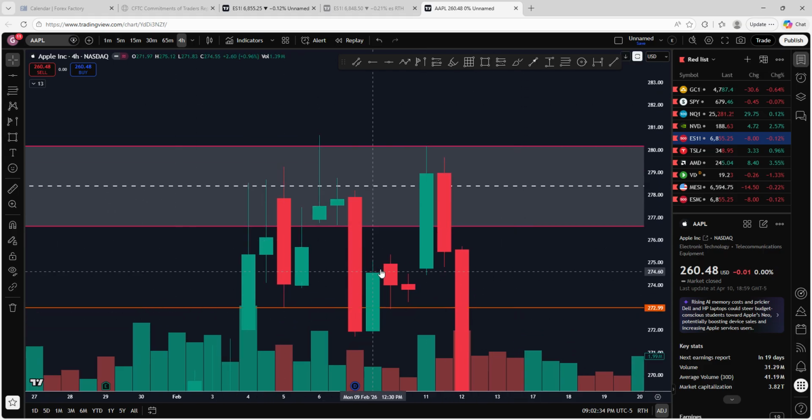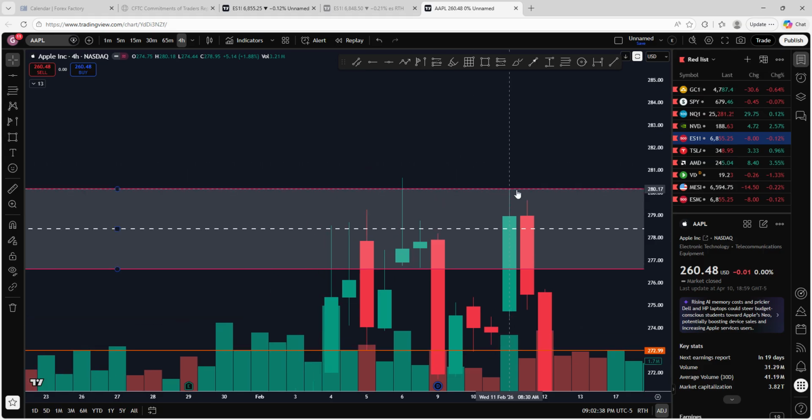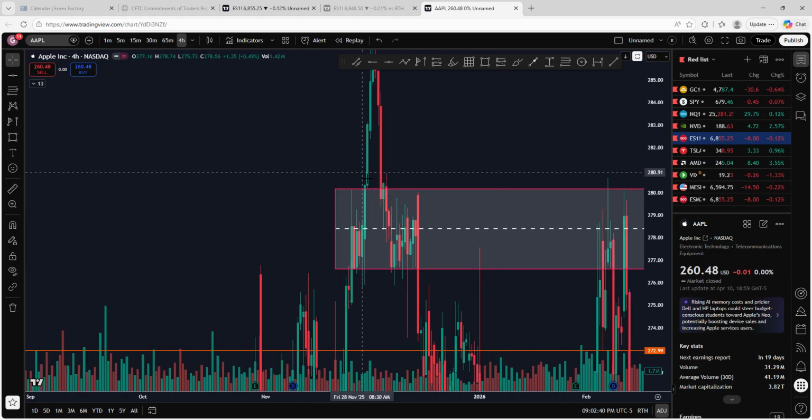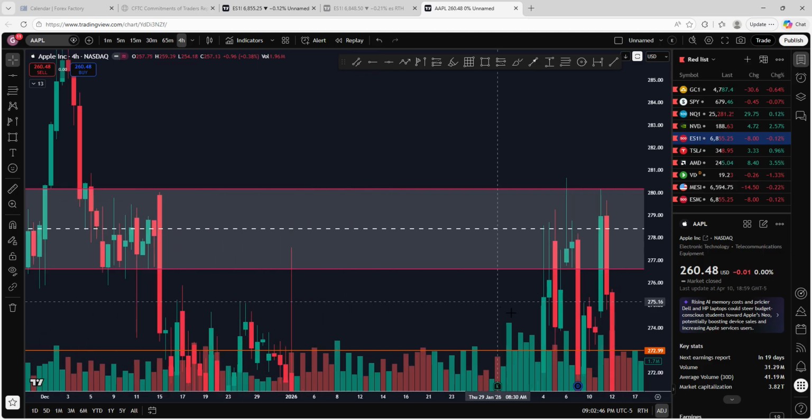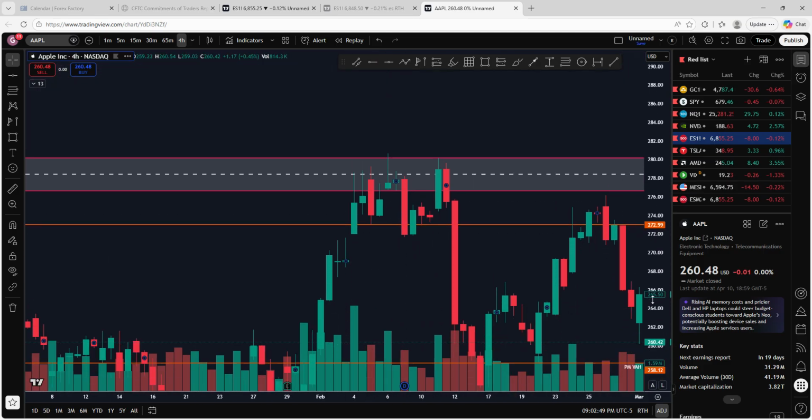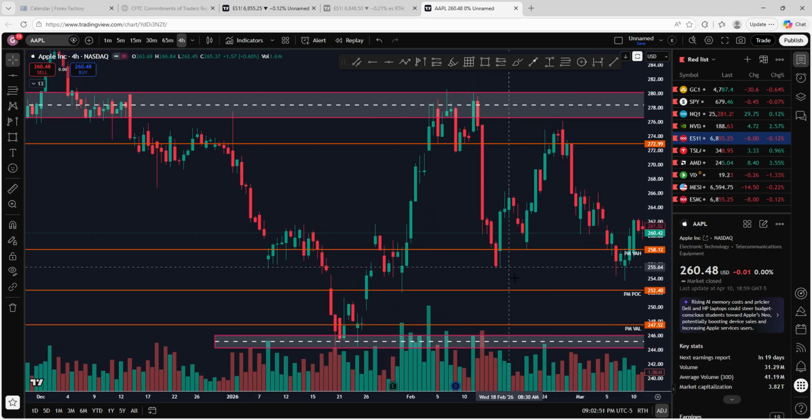They come back and they hit the very top of our level here. And again, you've got protection here, you've got protection here. You can put your stop loss right above this high. And then from there, ultimately, you get your execution to the downside.